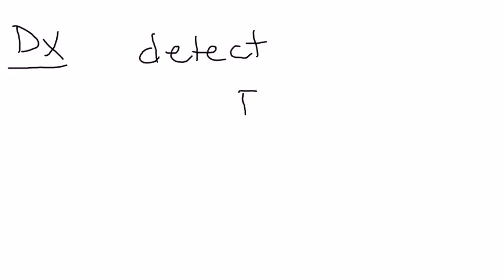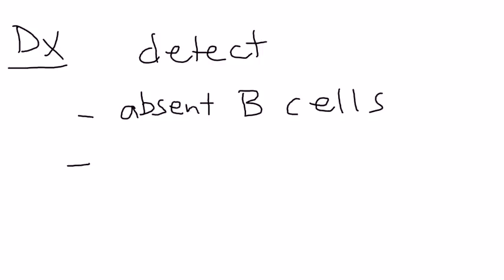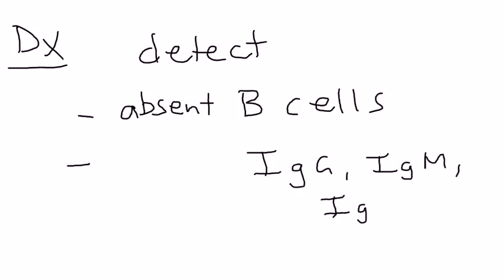Now we get into the diagnostic testing. Well, you actually can detect in laboratory tests the B cells, and these will essentially be absent. The next thing you can check is the antibodies that B cells normally produce. You have IgG, IgM, IgA, and they will be low. Okay?